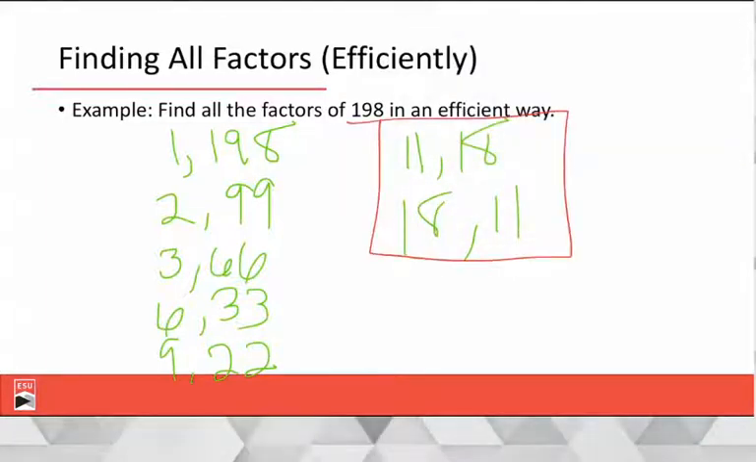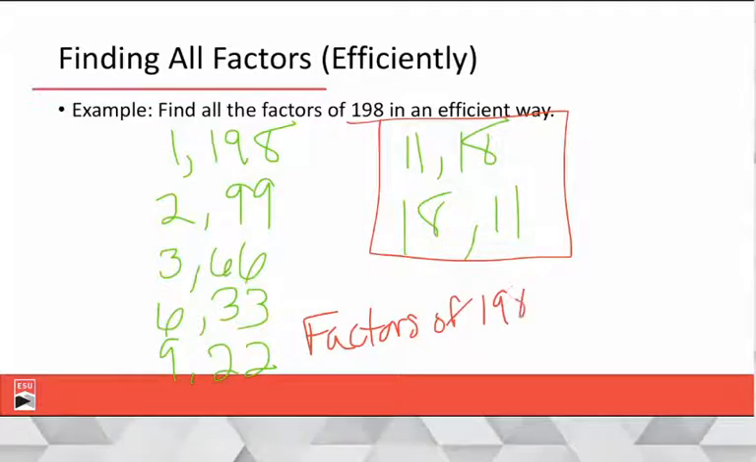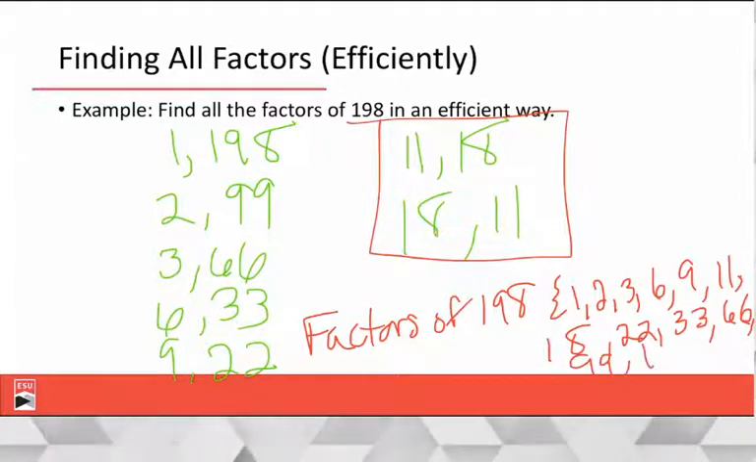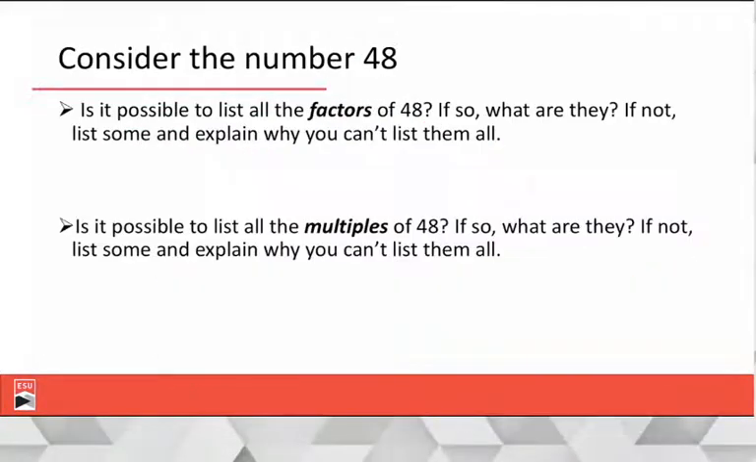And then to list those, the factors of 198 are 1, 2, 3, 6, 9, 11, 18, 22, 33, 66, 99, and 198. And so that's our efficient way for finding all the factors of a number.